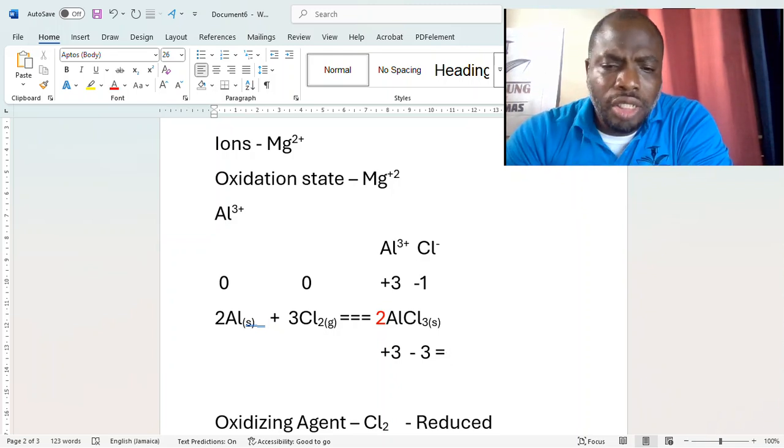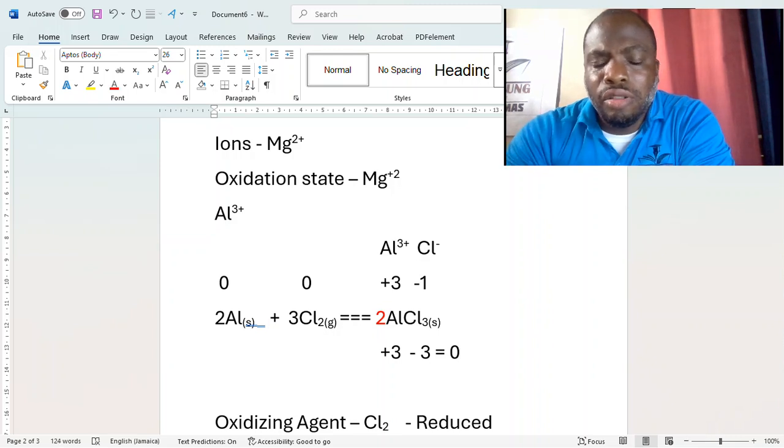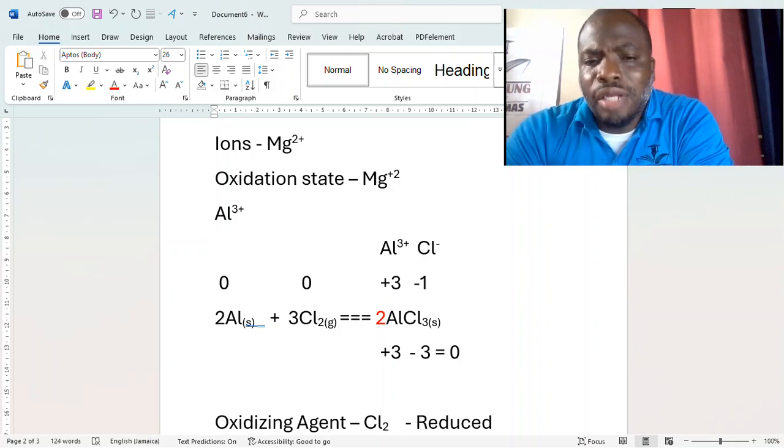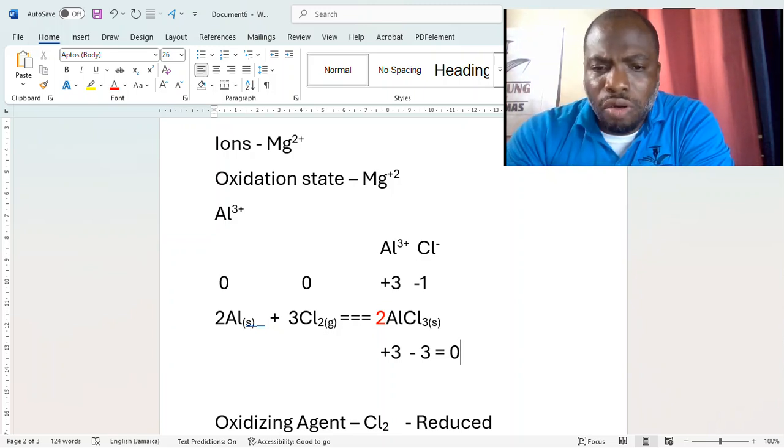And so +3 and -3 equal 0. So that's what we're saying. And you're going to be seeing how we can use this to work out oxidation numbers, because as I said before, not all elements have a straightforward oxidation number.